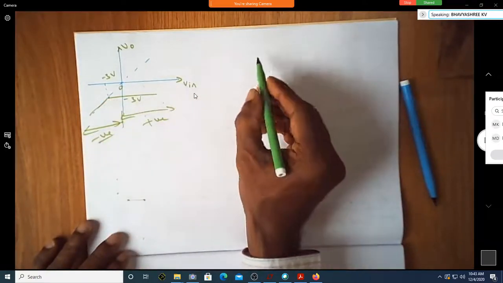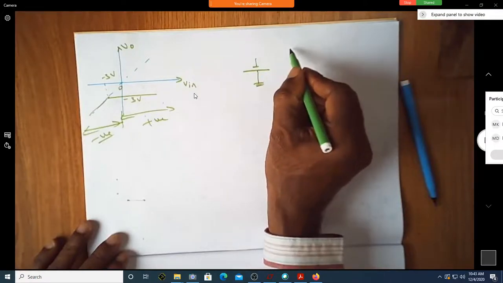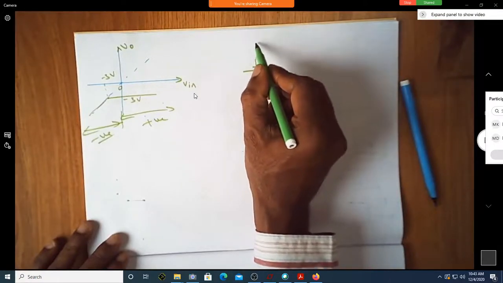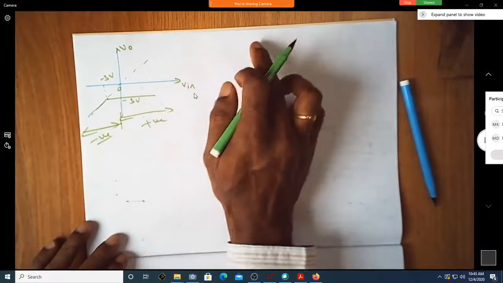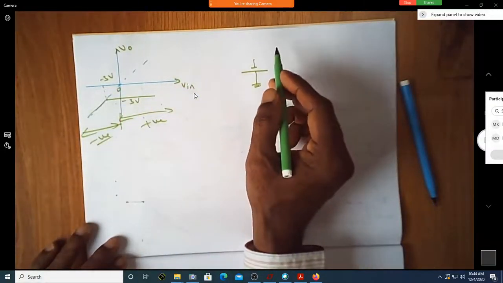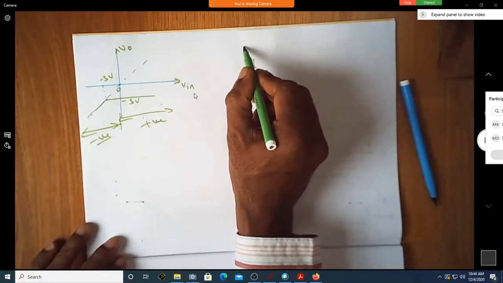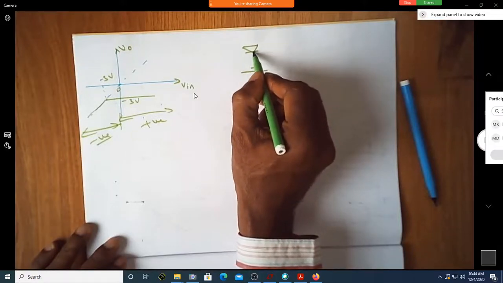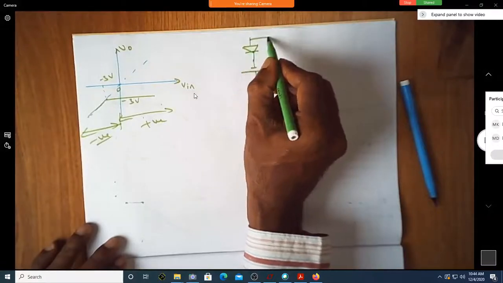So, shall I put a battery of something like this orientation? Okay, and I have to have a diode. What should be the orientation of the diode? You can see for the positive half cycle, the diode should be on. Okay, but how do I put it? Is it P or N? Shall I put it like this? Yes, sir.